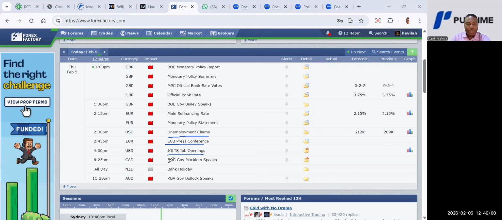Then at 6:25 p.m., there'll be Bank of Canada Governor Macklem, who will give a speech. And there's an NZD bank holiday all day. And later tonight by 11:30, Reserve Bank of Australia Governor Bullock will give a speech. So we have the pound, the euro, and the dollar to look at. These are the main pairs we're looking at today. All right, so let's go to the chart and look out for possible setups on each of these currencies we just mentioned.